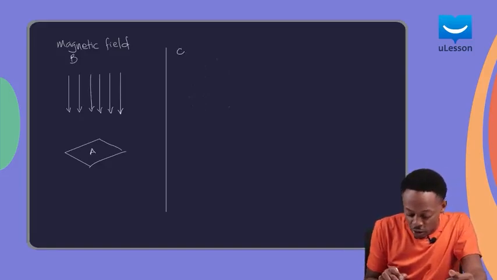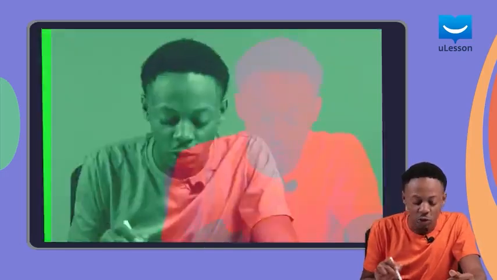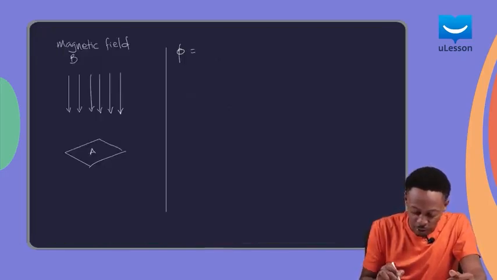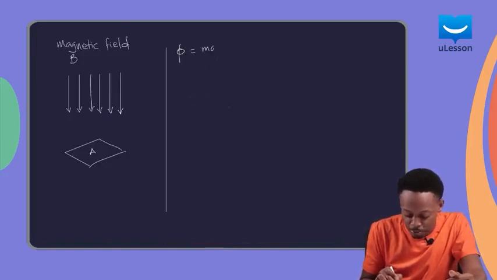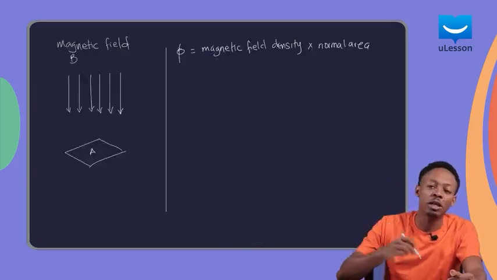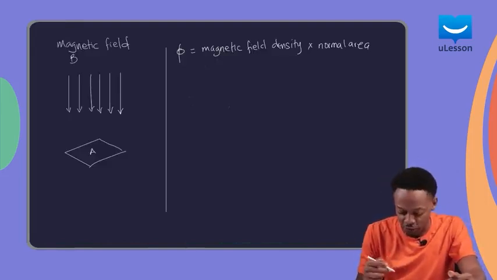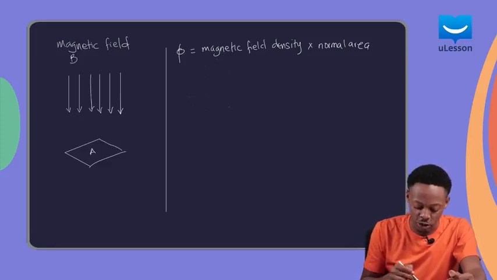Magnetic flux, represented by this Greek symbol, is equal to the magnetic field density multiplied by the normal area. In other words, magnetic flux is the normal component of the magnetic field density that is passing through the surface.